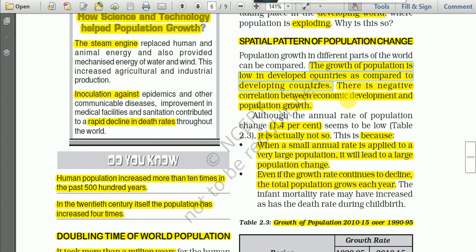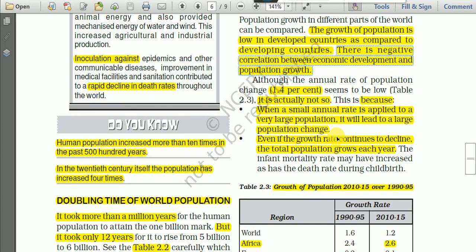And there is a negative correlation between economic development and population growth. That means developed economies have this low growth rate, whereas underdeveloped or developing economies have higher population growth. So that means there is a negative correlation between economic development and population growth.